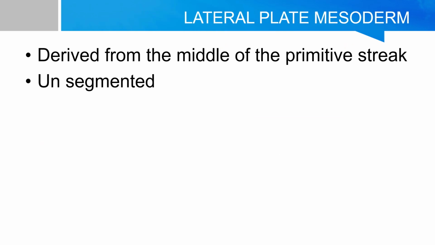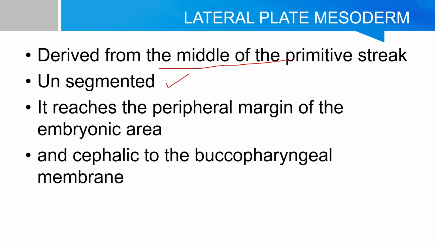What is this lateral plate mesoderm? It is derived from the middle of the primitive streak, and it is unsegmented. So for this lateral plate, you have to imagine it is reaching around the peripheral margin of the embryo and also cephalic to the buccopharyngeal membrane.